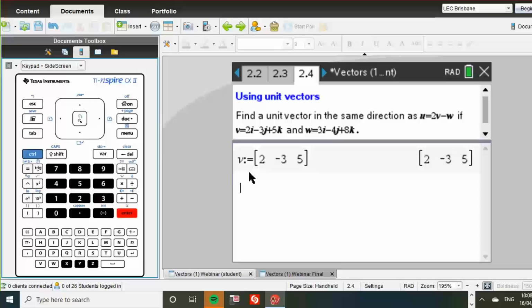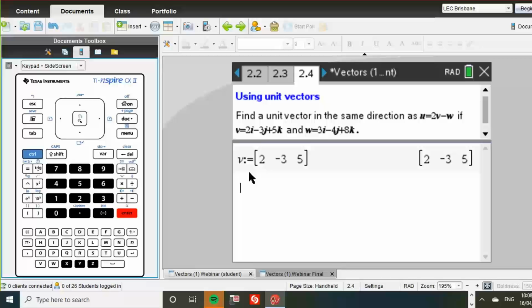Now notice that I'm using a row vector. In doing your work on pen and paper, it's quite likely that vector V, although it's written in I, J and K form there, may be represented as a column vector. So just be aware of that difference in representation.